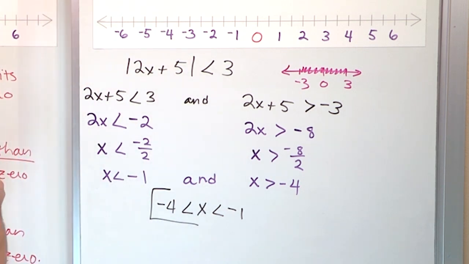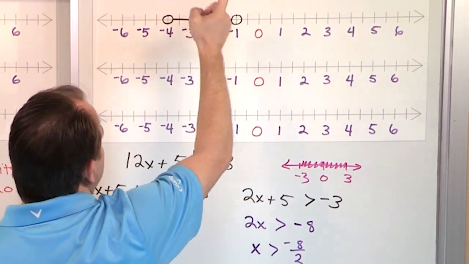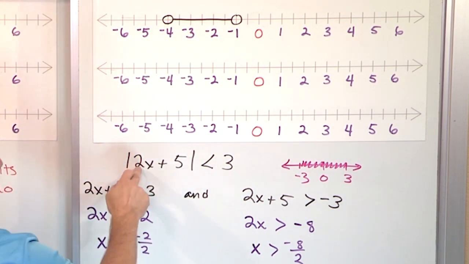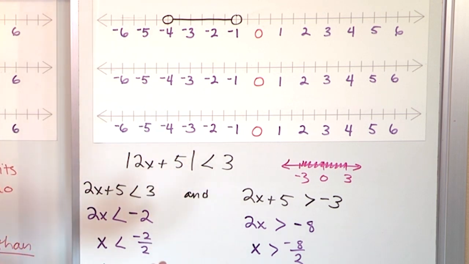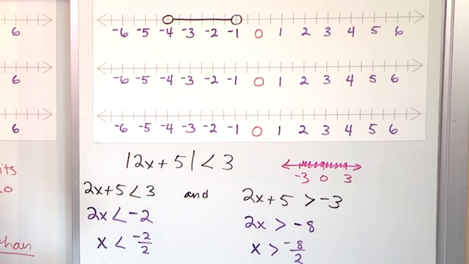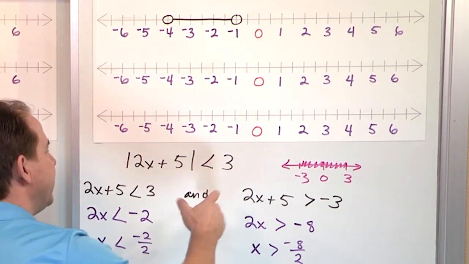All right, so if you were to pick something in our solution space here, let's say negative 2 worked, right? We're saying negative 2 is one of the solutions of this inequality. What if we put it in here? Negative 2 times 2 is negative 4. Negative 4 plus 5 is positive 1, right? And positive 1 absolute value is also positive 1, which is less than 3, so it works.